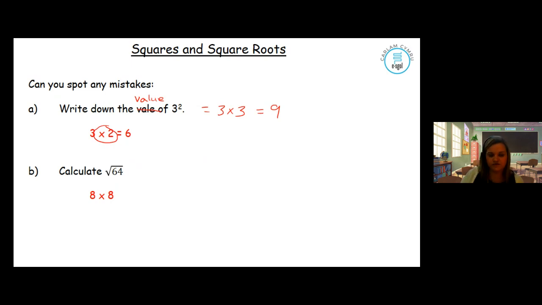Part B, the square root of 64. Well, a number multiplied by itself that gives 64 is 8. However, 8 multiplied by 8 is not the square root of 64. If I work out 8 multiplied by 8, I get 64, but that's not the answer to what the question was asking. What I should have had was just 8, not the times by 8 as well. Okay, so only write down the value, not the calculation that was done to get that 64.